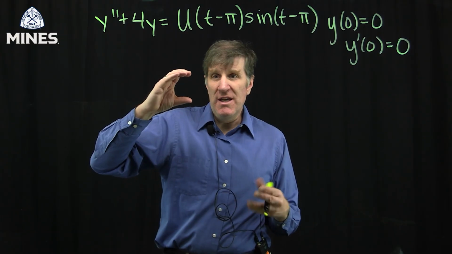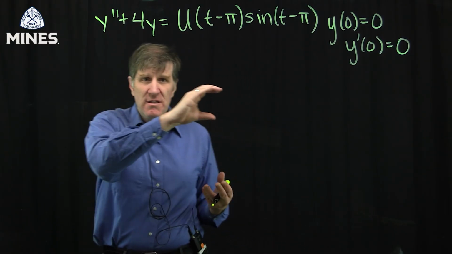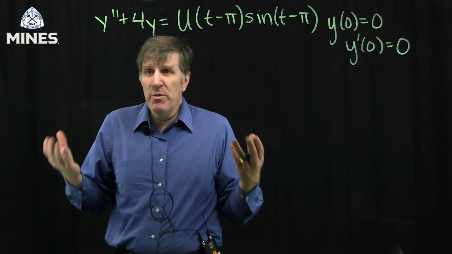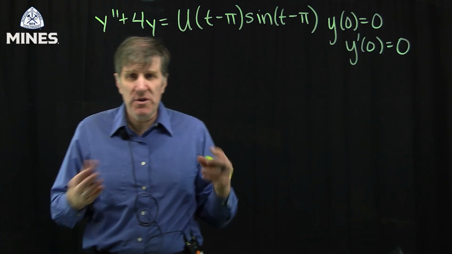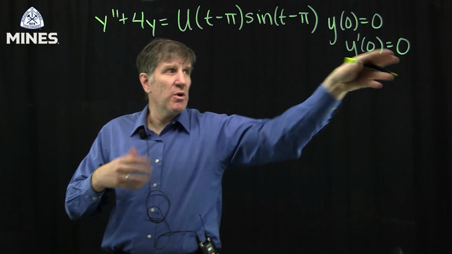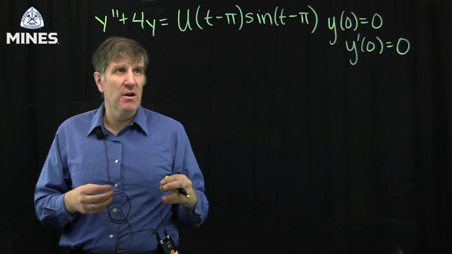zero velocity, it would just stay there, right? Like it doesn't have any reason to be moving at all. It's at equilibrium. So that would be our solution, is just y equals zero. It's just going to stay at equilibrium because we're not moving it. We're not pulling the spring. We're not giving it any initial velocity at all.